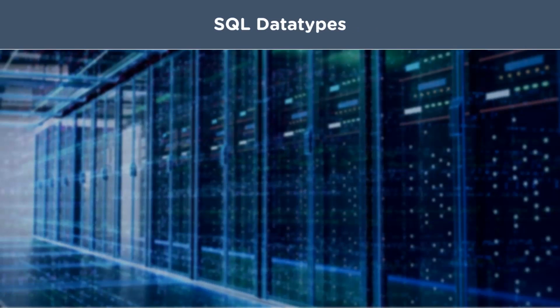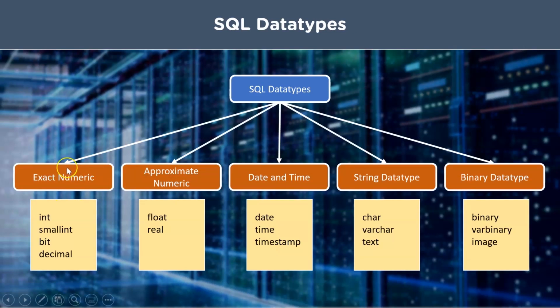Now talking about the various data types in SQL. So we have exact numeric, which has integer, small int, bit, and decimal. Then we have approximate numeric, which are float and real. Then we have some date and time data types such as date, time, timestamp, and others.